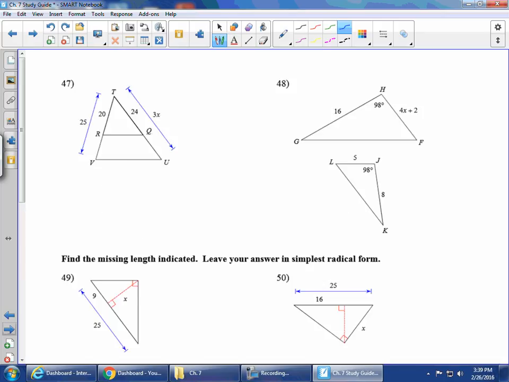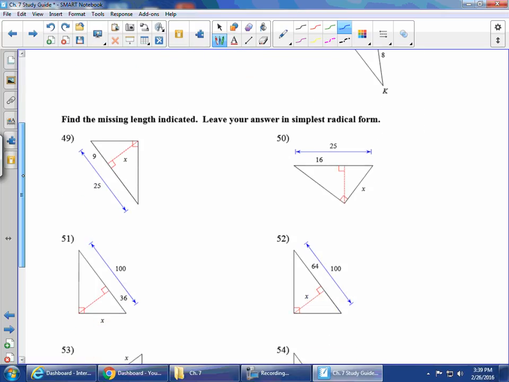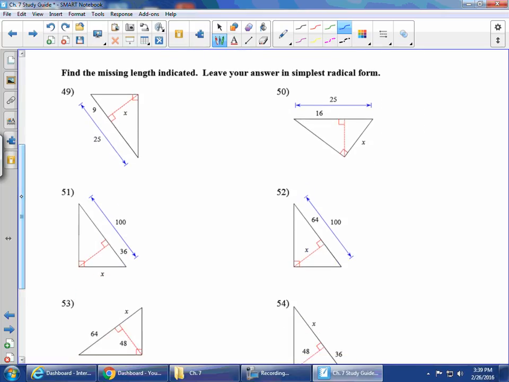Moving on, it's going to be the same way when you get to number 47. Small triangle to big triangle. 20 over 24 is equal to 25 over 3x, cross multiply, and so on and such. Where things change is number 49. This is where you're looking to see if I have any information on this altitude. If you do, you're going to set this up with this geometric mean problem.